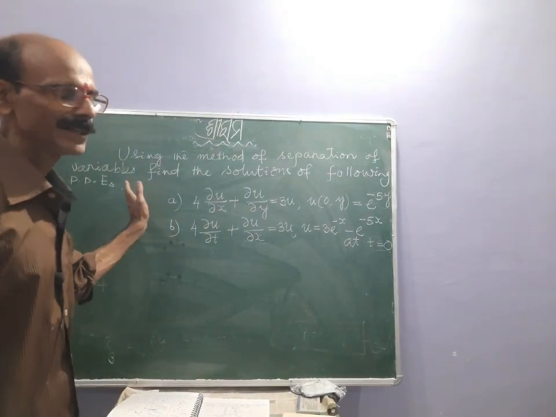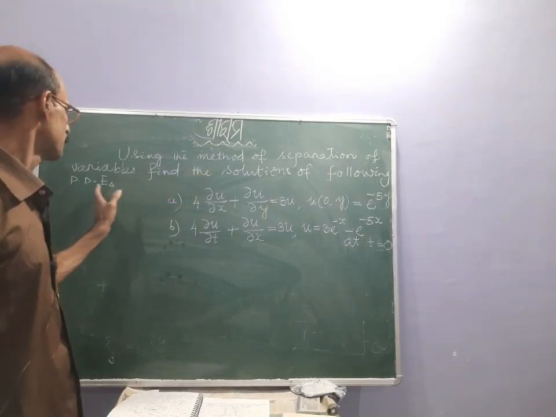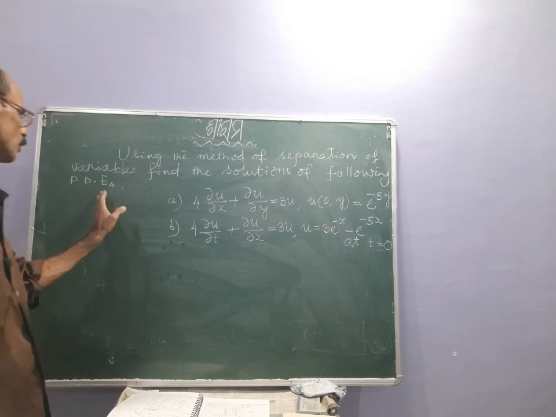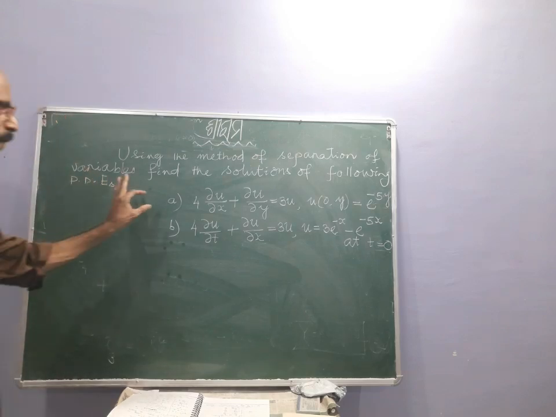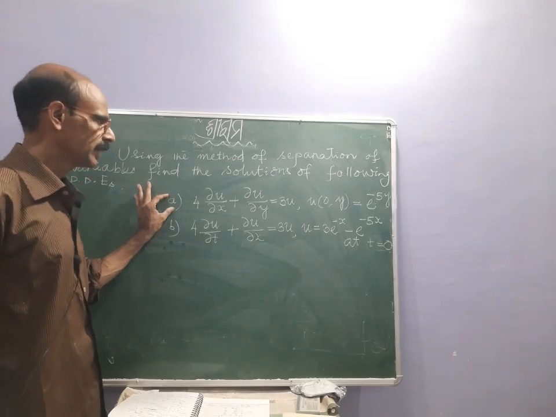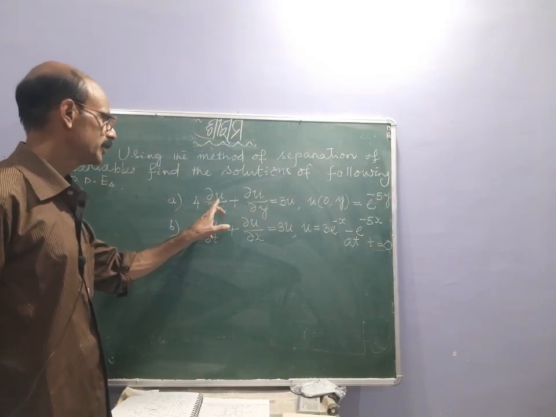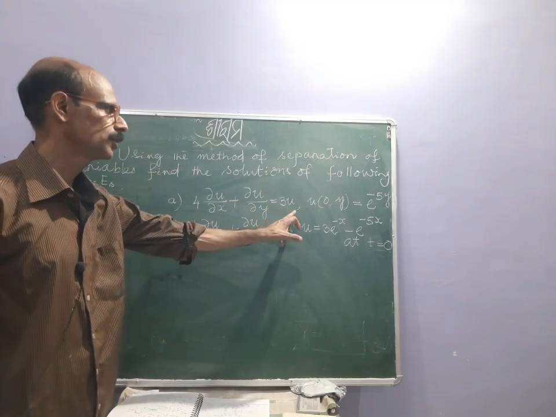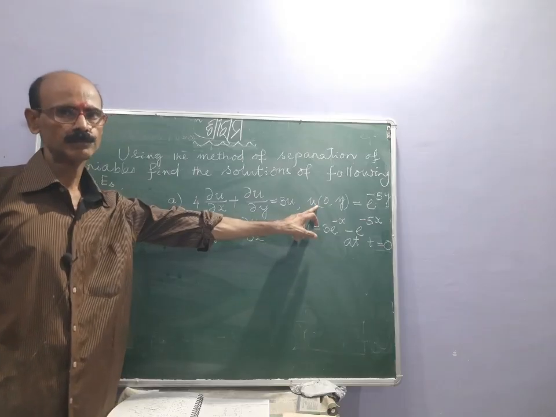So I have already written on the board. Using the method of separation of variables, find the solutions of the following PDEs, partial differential equations. The first question is 4 del u by del x plus del u by del y is equal to 3u, where some condition is given.